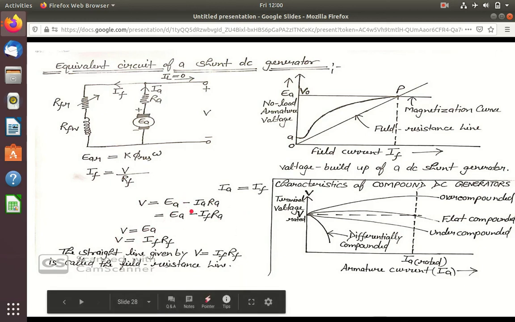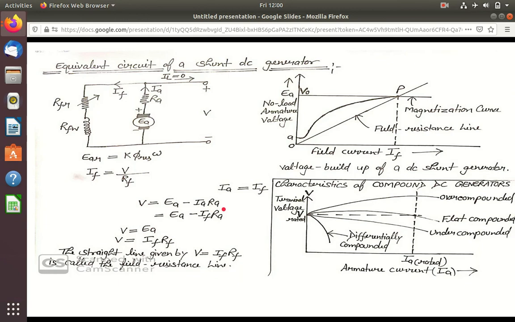V is equal to EA minus IARA. Because IA is equal to IF, we can put the value of IA here. In the place of IA we can put IF. So V is equal to EA minus IFRA.